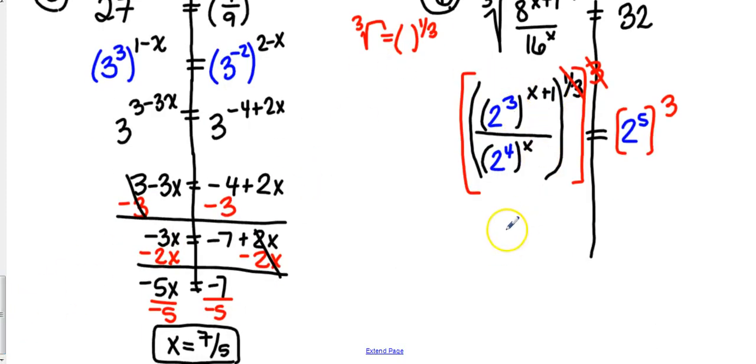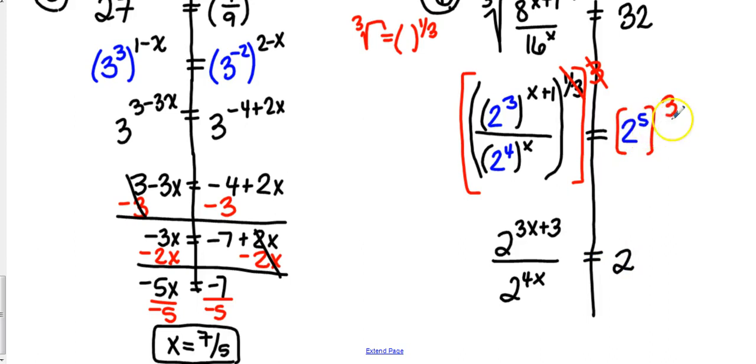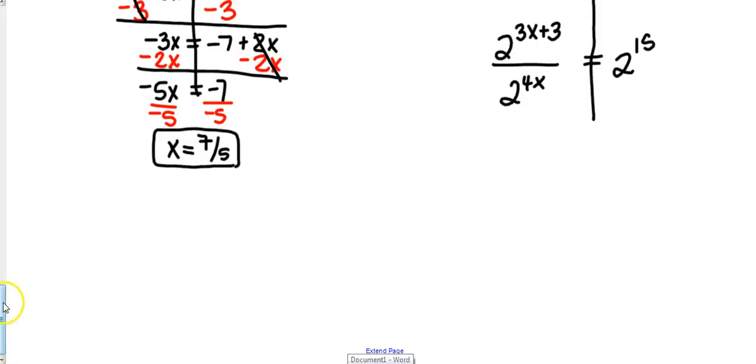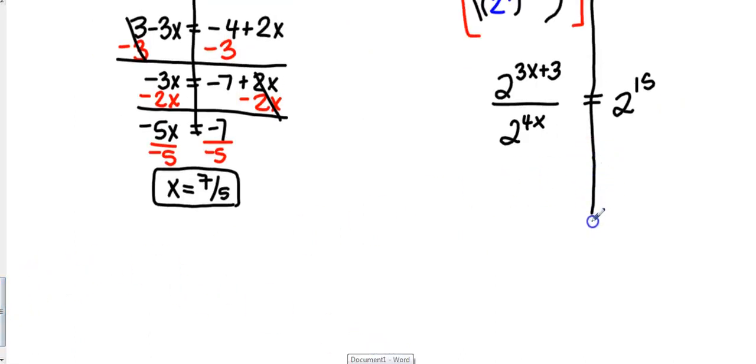Power to a power, I know I can multiply, so that becomes 2 to the 3x plus 3 divided by 2 to the 4x equals 2 to the 15, because 5 times 3 is 15. I have the same bases everywhere. So once again, their exponents have to be equal. When we're dividing, we're using our quotient property, which means we do what with the exponents? Quotient property says when bases are the same, we subtract the exponents.